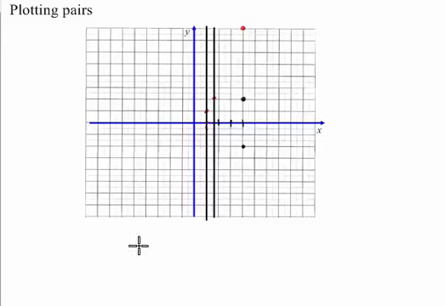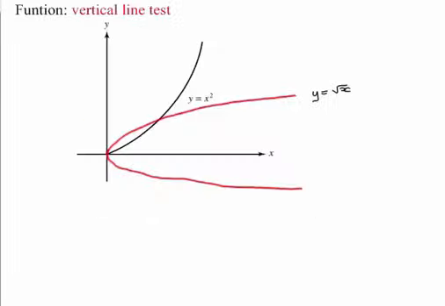So what I'm trying to introduce to you here is that if I have a graph, how can I tell that this is the graph of a function or this is not the graph of a function? What we use there is what we call the vertical line test. This is what we call the vertical line test. What do you have here? Got two functions here. y is equal to square root of 2.